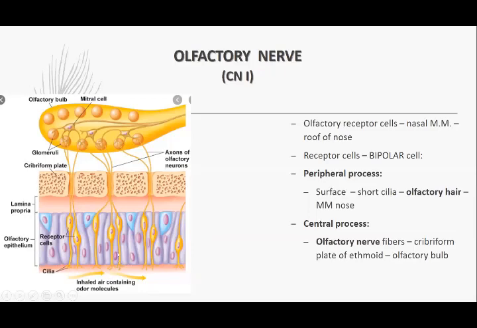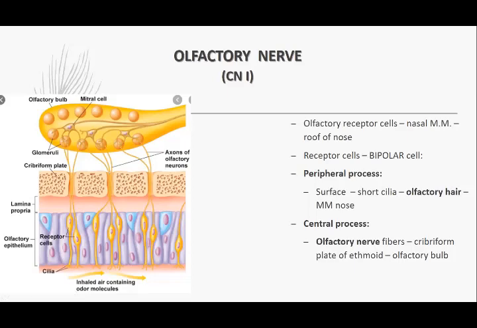These cilia, I told you, were simply subdivisions from this peripheral process or dendrite of the bipolar cells. Now this bipolar cell also has an axon. This axon and the axons of other bipolar cells collect and form the olfactory nerve here. So the axons of bipolar cells collect and form the olfactory nerve. This olfactory nerve passes through the cribriform plate of the ethmoid.